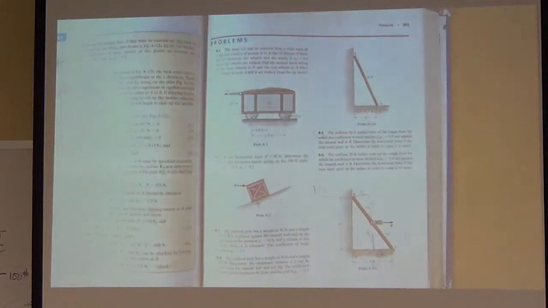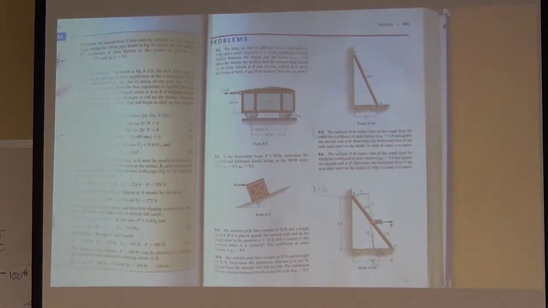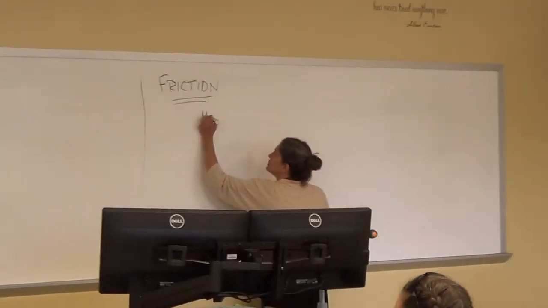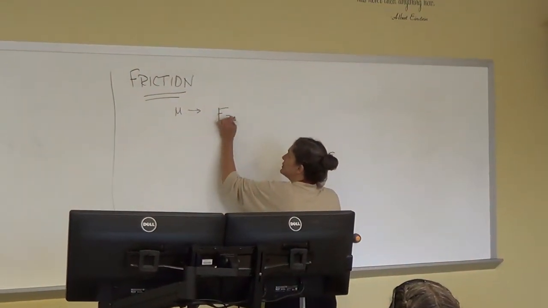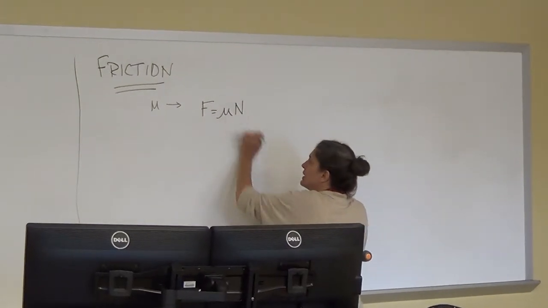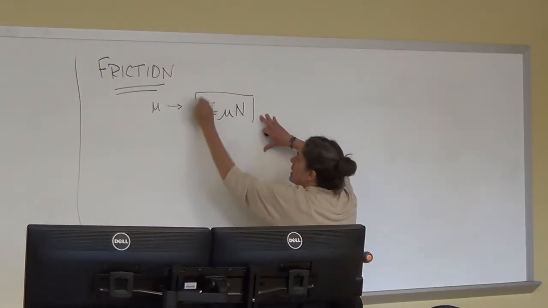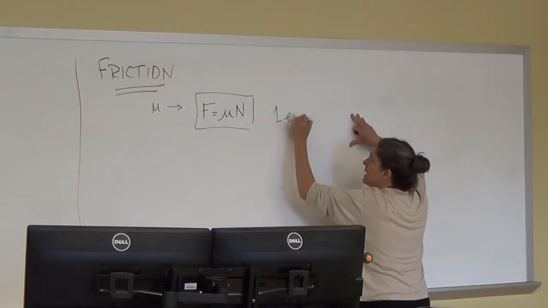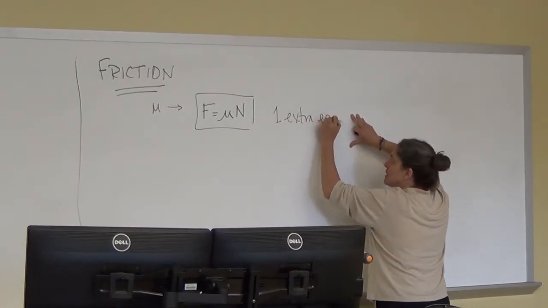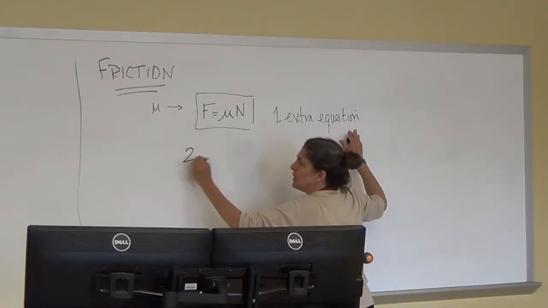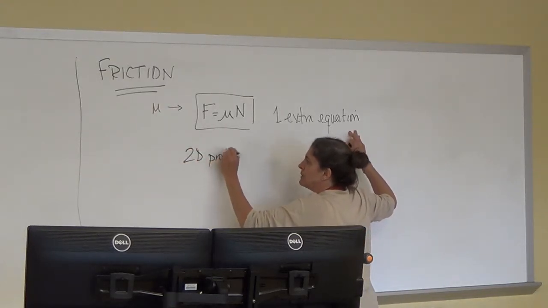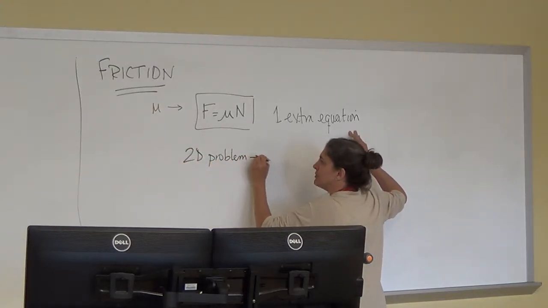Okay, so what's key on friction? Mu. So now we introduce mu, which allows us to find the friction equation, or know the friction equation. So in this case now, we have one extra equation. And you notice that all of these are 2D problems, right? So typically on a 2D problem, how many equations do you typically have?